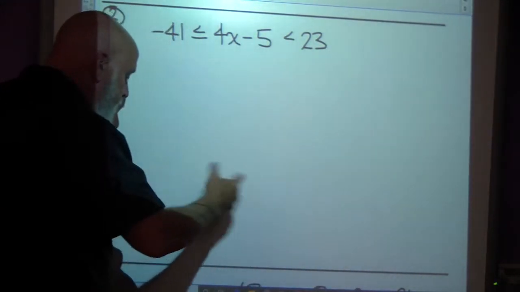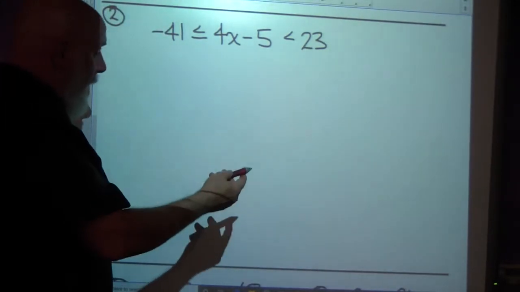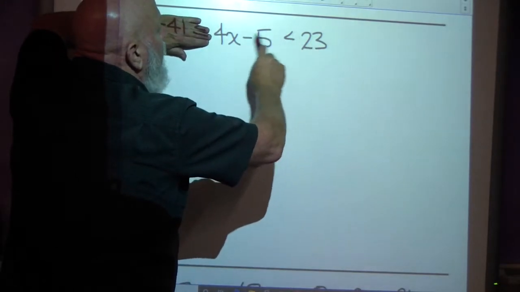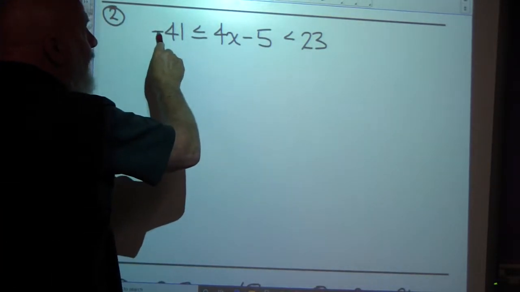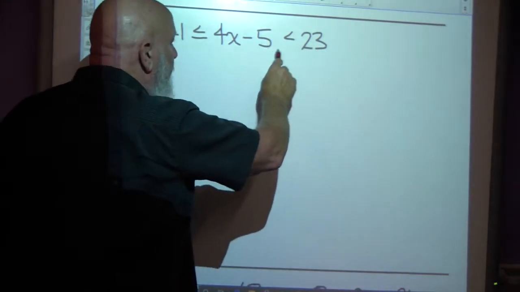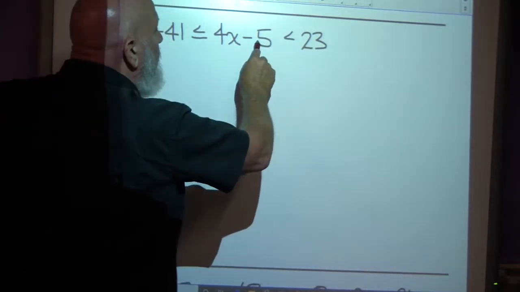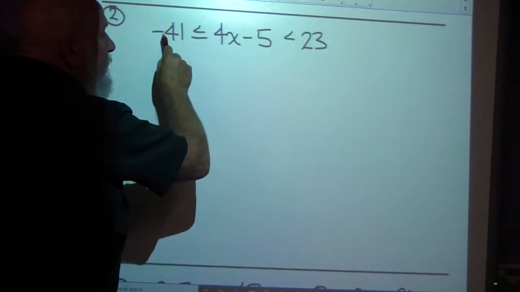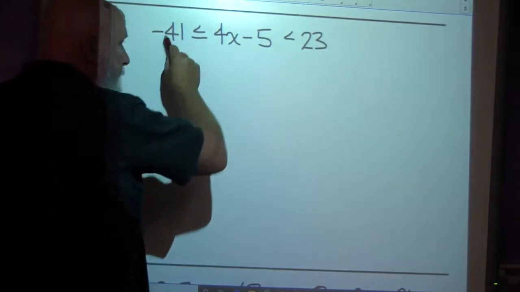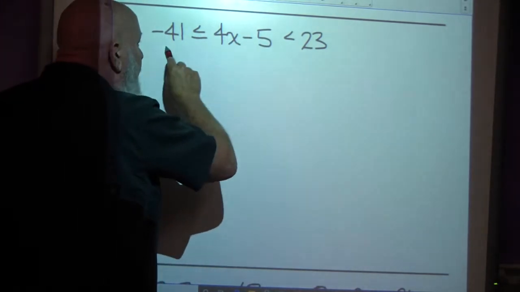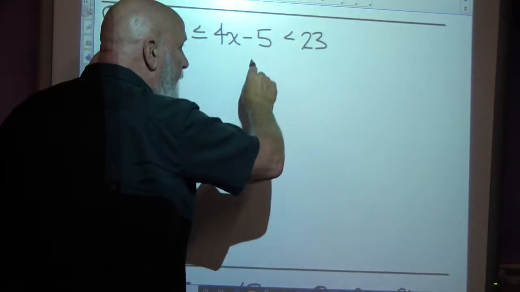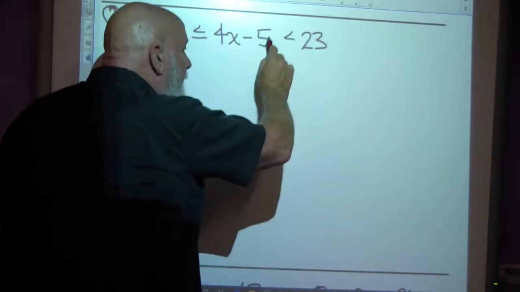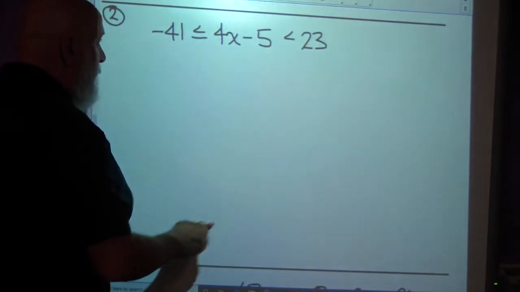So all I'm going to do is solve it just like I would a normal everyday inequality, but instead of doing something to both sides of the inequality, I've now got 3 sides. I've got negative 41 is less than or equal to 4x minus 5, which is less than 23. So I'm going to add 5. Normally it would be to both sides, but I've got this to consider too. So I'm going to add 5 in 3 places instead of 2: here, here, and here. That's going to make this 5 disappear. Then I'm going to divide everything by 4, and I'll have my solution.